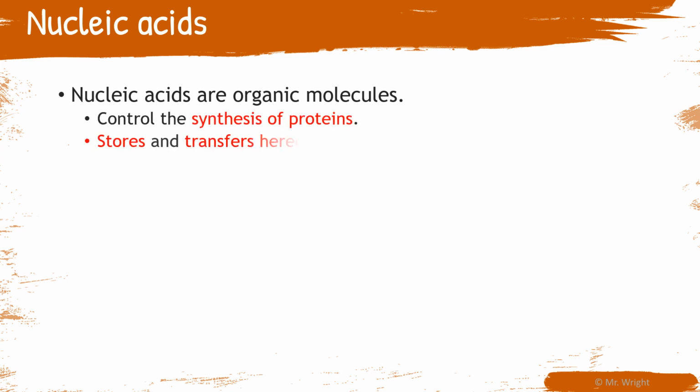Nucleic acids have two very important functions. They control the synthesis of proteins, which means they control the process of making proteins. They also store and transfer hereditary information. Hereditary information is the information that is passed on from one generation to the next and determines the characteristics of organisms.